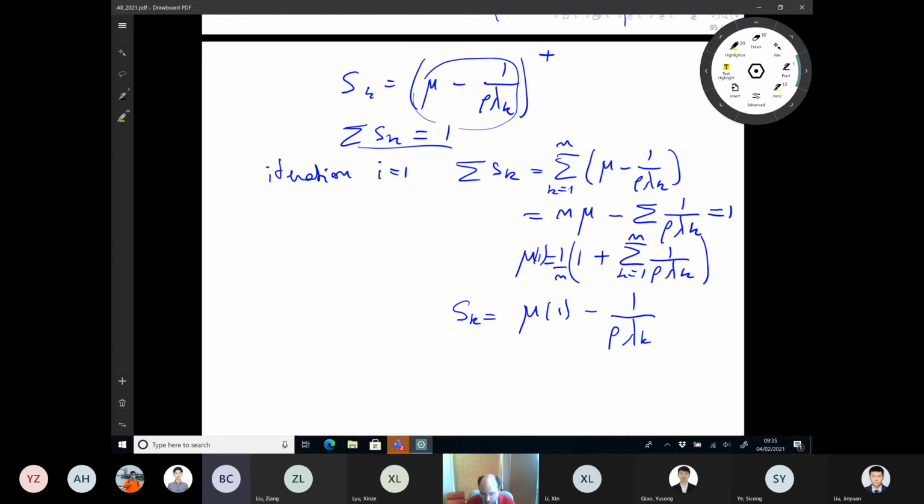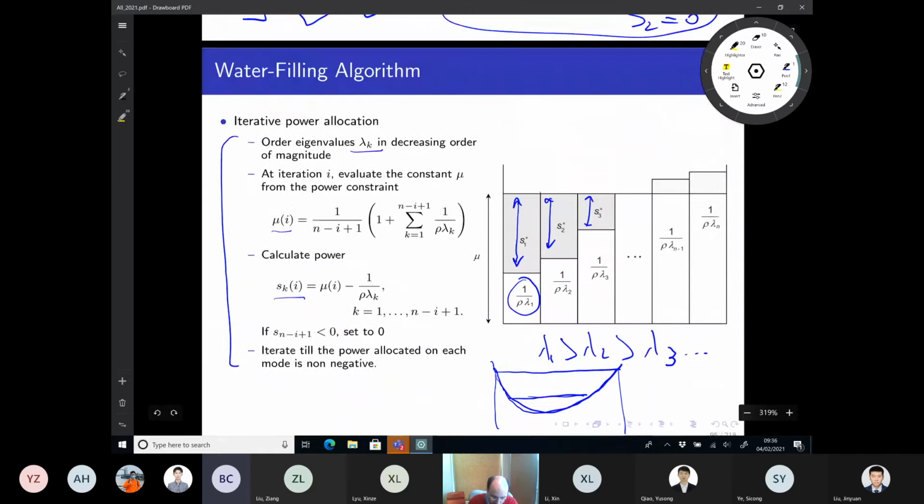If one of them is negative, you set it to 0, and you go to iteration 2, once you have removed that stream to which you have allocated 0 power. So this is what you do here. At iteration 1, you find mu 1. You calculate your power at iteration 1. If one of them is negative, you set it to 0. And then you go back here and you go to iteration 2.